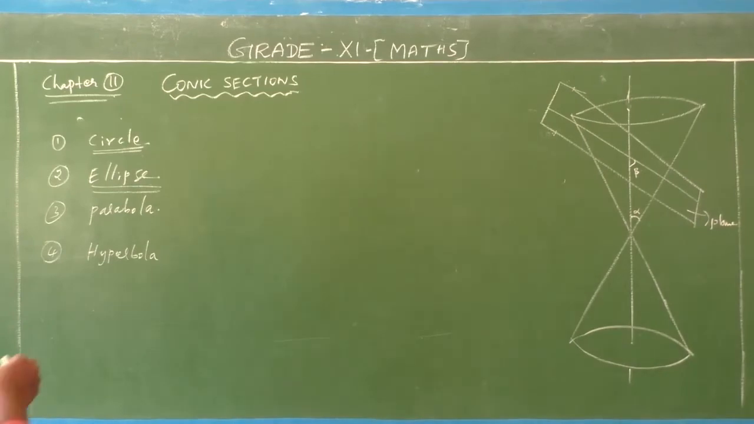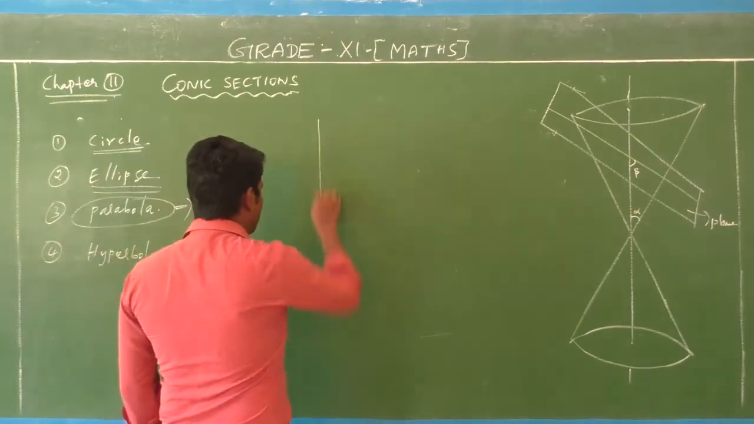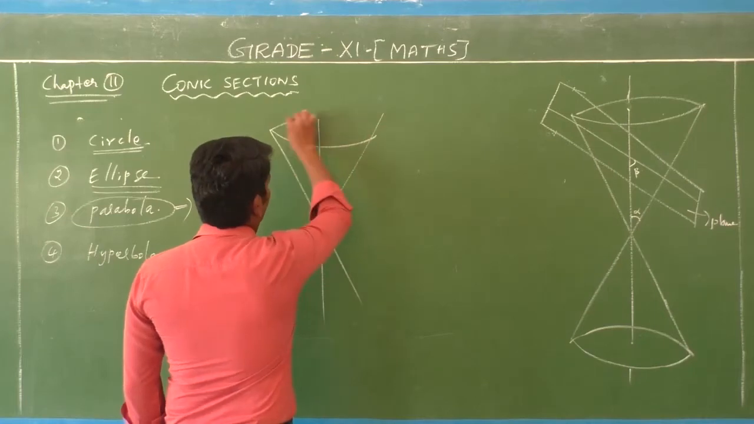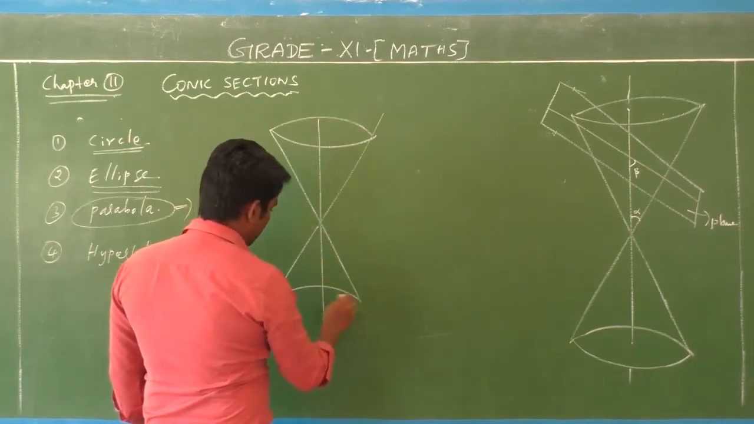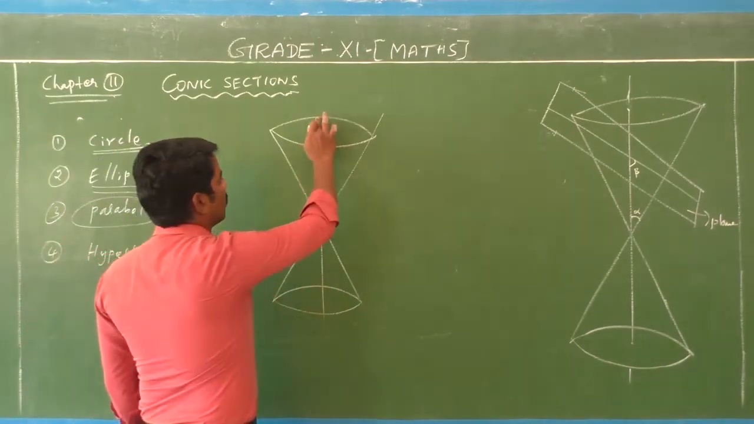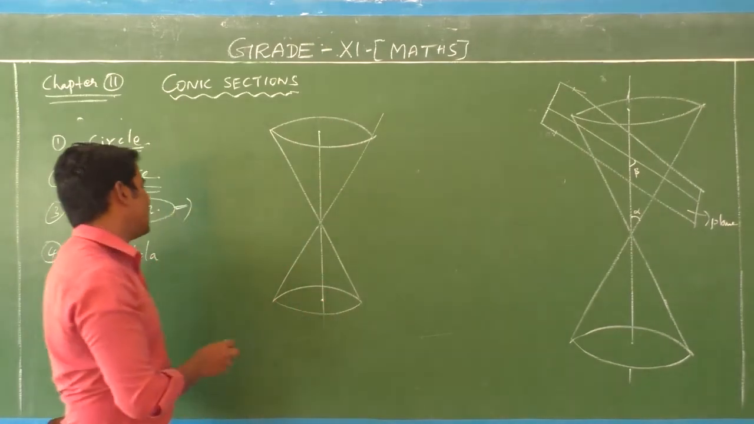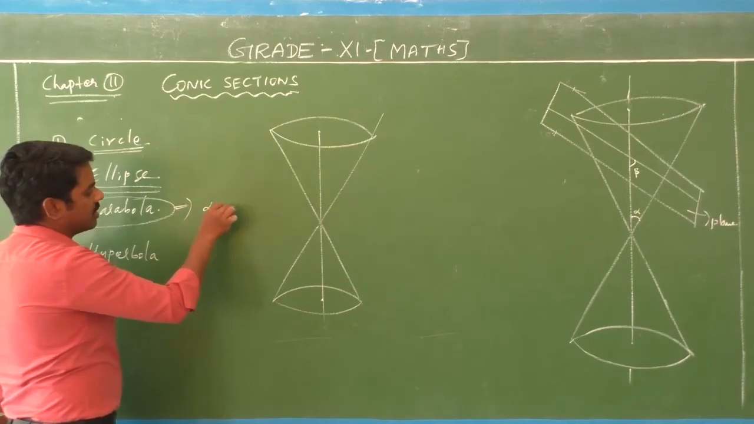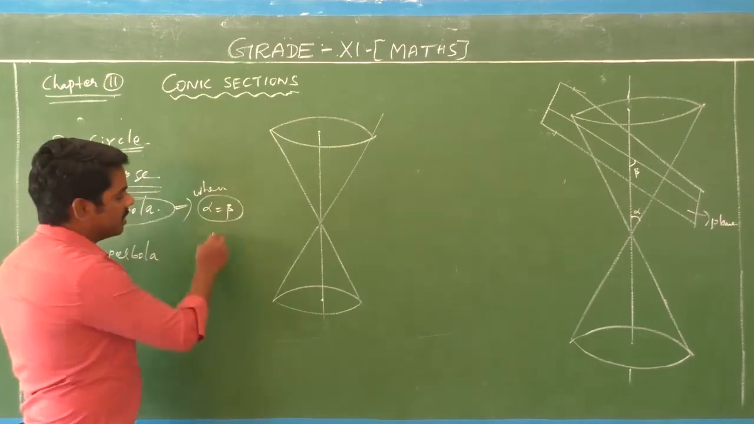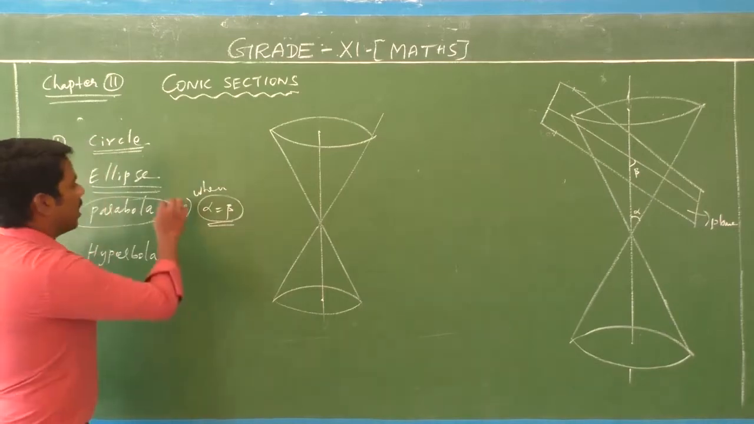Third, the parabola. Same right circular cone, and the plane cuts the right circular cone. Here beta is equal to alpha. When alpha is equal to beta, this conic section is called a parabola.